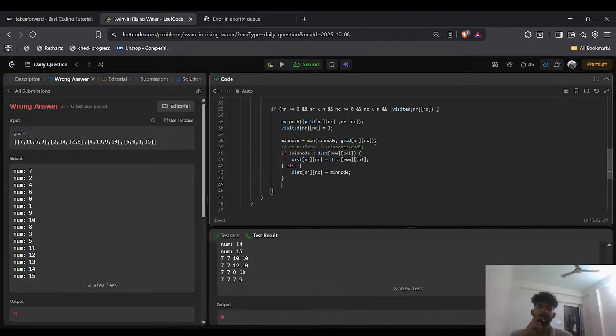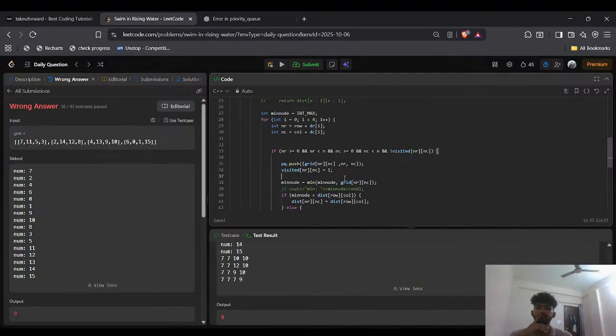Min node, minimum width. Okay. If 7 and 11 are there, then how could 7 possibly change? Oh, I need to find the greater value, greater one. Minimum of all.